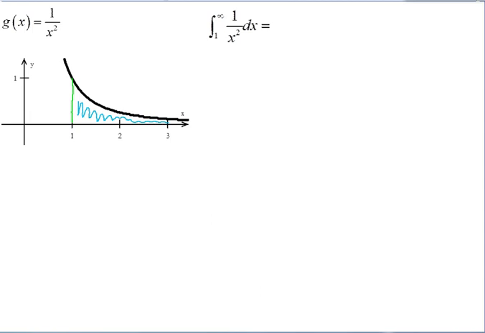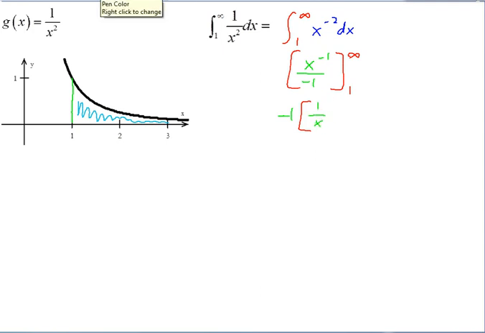So the way to integrate this one, well, first to rewrite it from 1 to infinity, this is the same as x to the negative 2 dx. And then just integrate using the power rule, using x to the negative 1 over negative 1 from 1 to infinity. You can pull out the negative 1 and then rewrite it as just 1 over x from 1 to infinity. And then keep going, you got negative 1, then if you substitute in infinity, you have 1 over infinity minus substitute in 1 over 1.